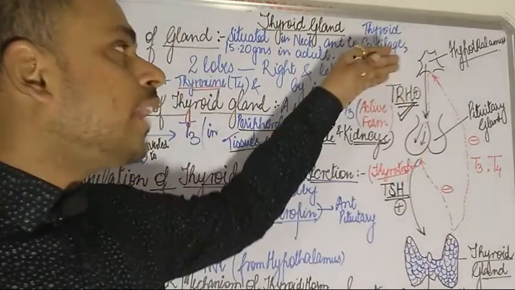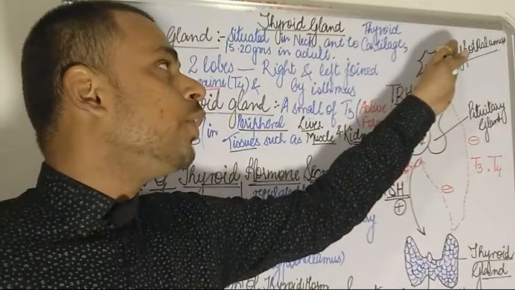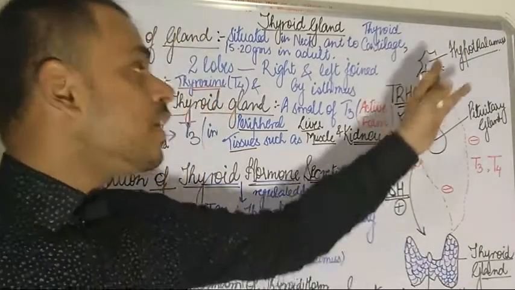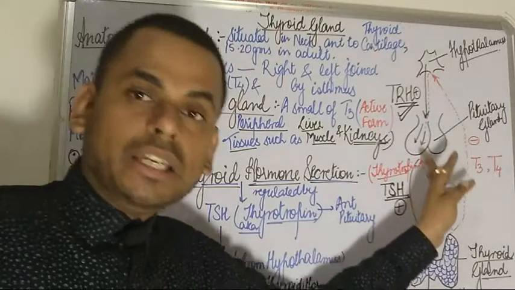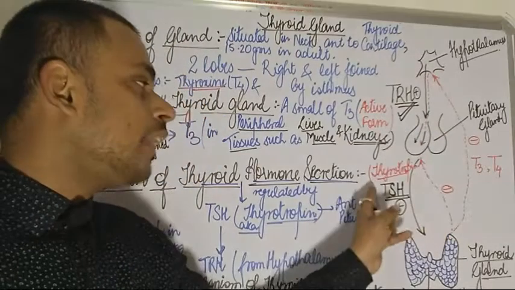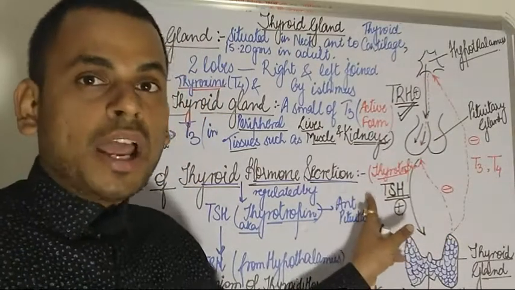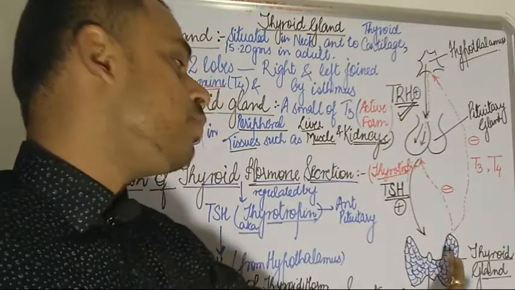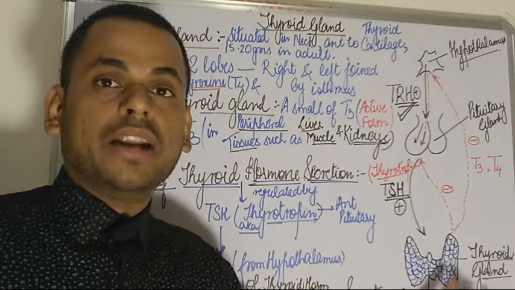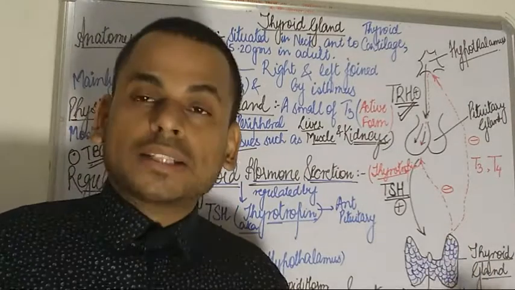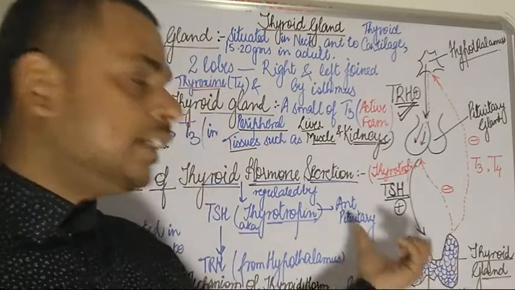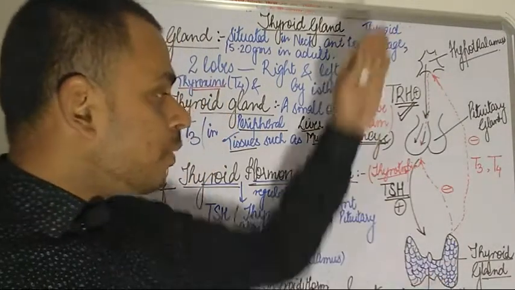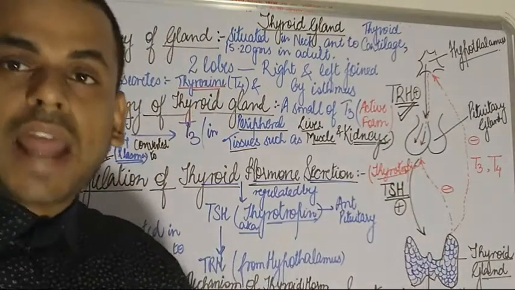In the case of the thyroid gland, the hypothalamus secretes the thyrotropin releasing hormone, which stimulates the anterior pituitary to secrete the thyroid stimulating hormone. This thyroid stimulating hormone in turn acts on the thyroid gland to secrete thyroxine, that is T4, and triiodothyronine, that is T3. So this is the entire axis.